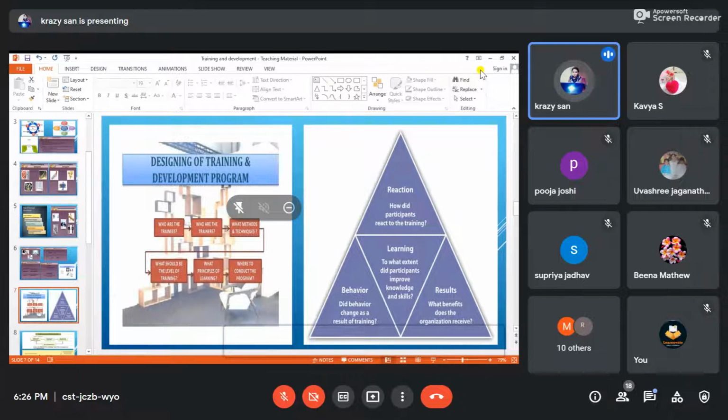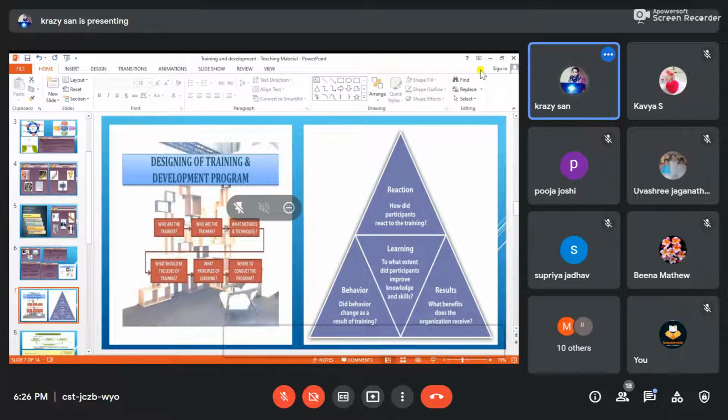What will be the different principles of learning, whether you are going with lectures, on-the-job training, or audio-visual concepts? Where to conduct the program: in your department, in a company's conference room, or as an exposure one, meaning going to a certain resort. These things are done mostly. The resort is hired and the training is given, or you go with a workshop or all that.